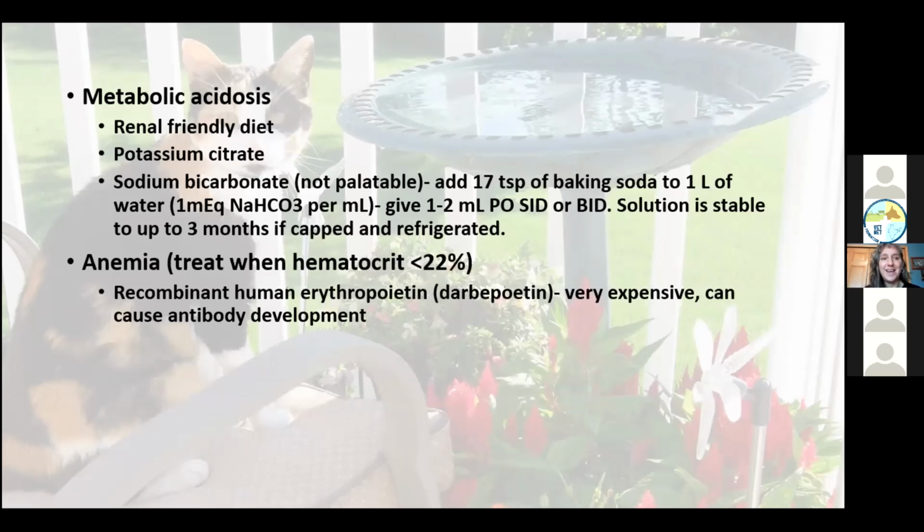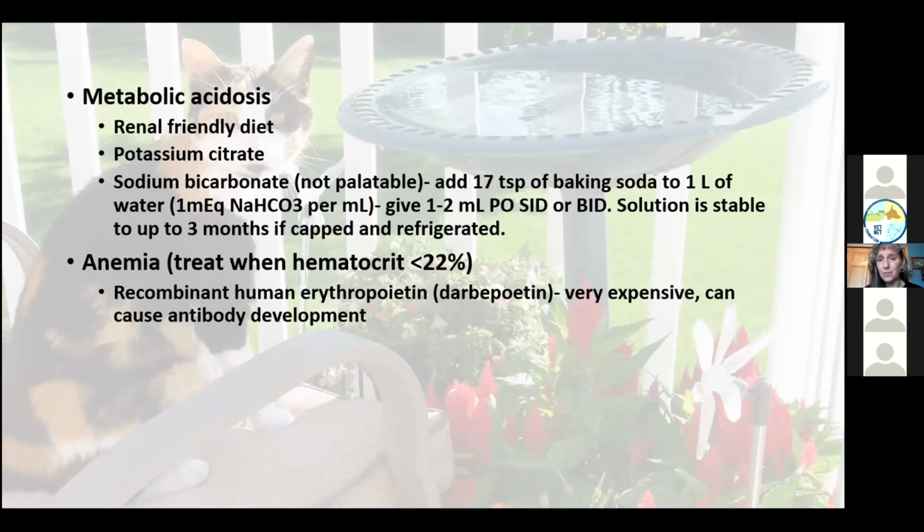And looking at alkalinization brings us to our next area here of treatment, which would be with metabolic acidosis. First thing, again, is that renal-friendly diet. Always do this first and then recheck values later after they've been on the diet. The potassium citrate, which again was given for hypokalemia, can also help take care of the metabolic acidosis. Or you can use sodium bicarbonate. This is not palatable, but it's easy for you to be able to mix up and give if you can get the cat to take this.